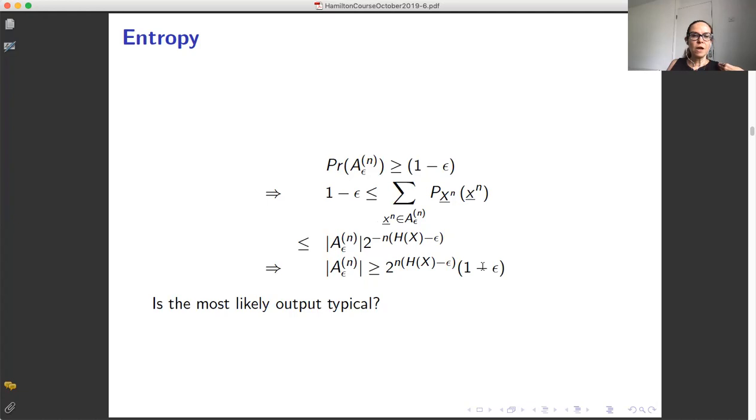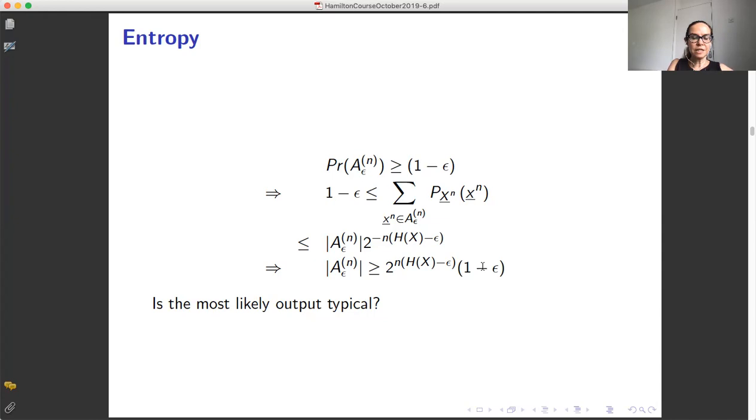One of the things to be careful about is our interpretation of typical. So for instance, is the most likely output typical? We'll see this in the next lecture again, but the most likely output usually is not typical. So suppose that I have a random variable X, which is Bernoulli. Suppose it takes the value 1 with probability 10 to the minus 3, and 0 with probability 1 minus 10 to the minus 3. This is, say, a very sensible model for something like a channel with bit errors, where the probability of an error is 10 to the minus 3.